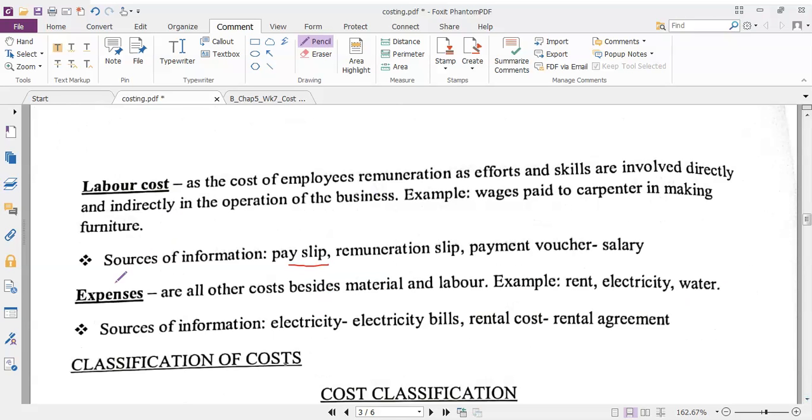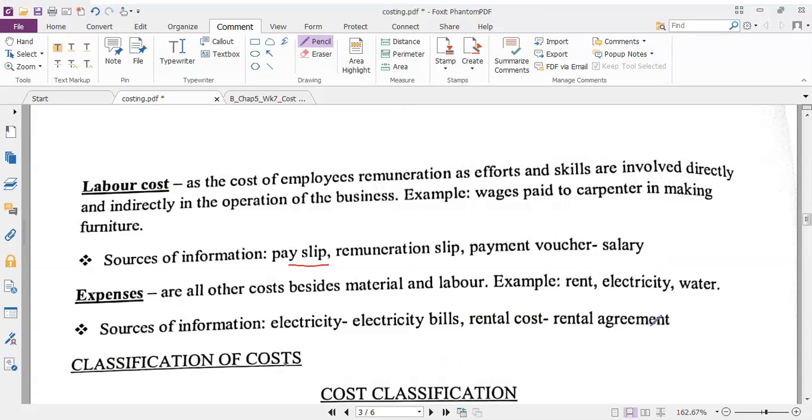Next is expenses. Okay, what is expenses? All other costs besides material and labor, for example, rent, electricity. Without electricity, our machine to produce bread cannot function, right? So that is the importance of expenses such as electricity, water, and rent. Okay, that is called expenses.